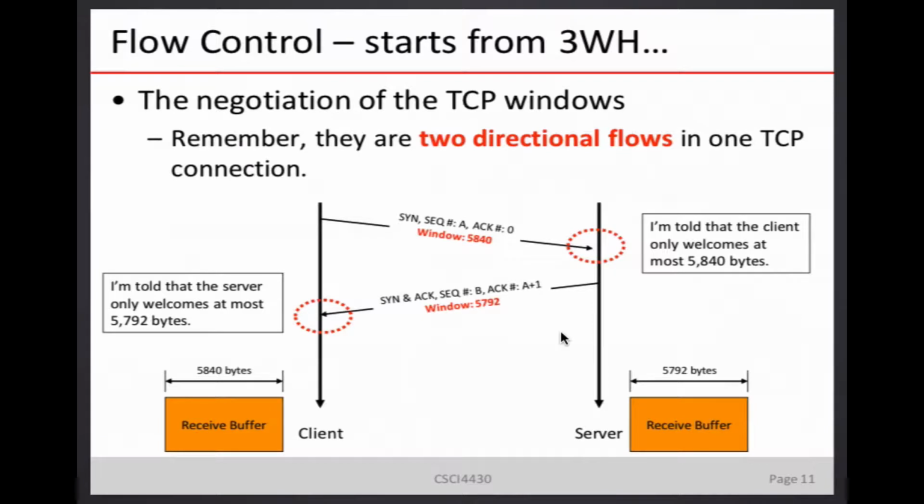This field is about the receive buffer. Still remember, we have two buffers. When you create a socket, the two buffers will be created. One is called the send buffer, one is called the receive buffer. Now, do you need to advertise the size of the send buffer? No. You don't need to tell the other side how much I can send.